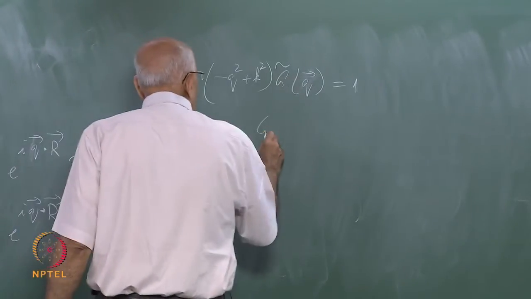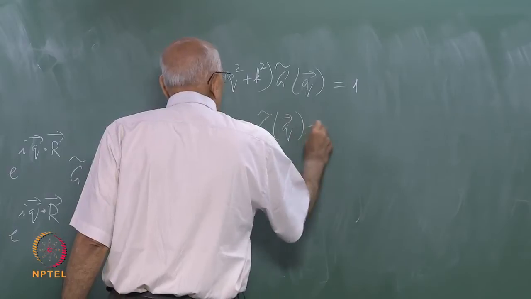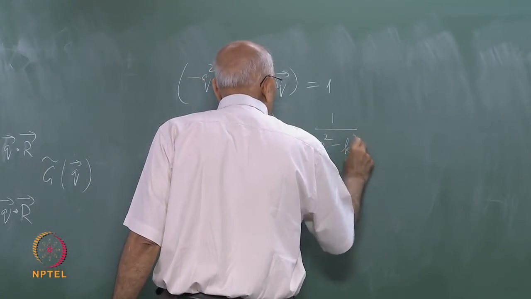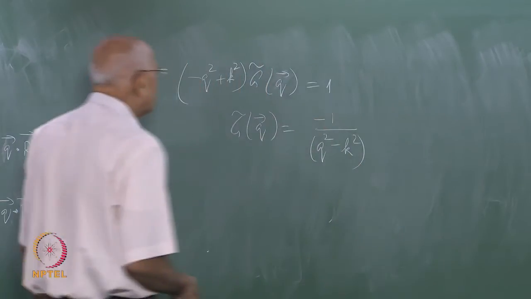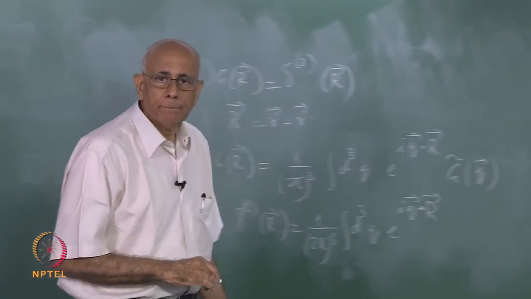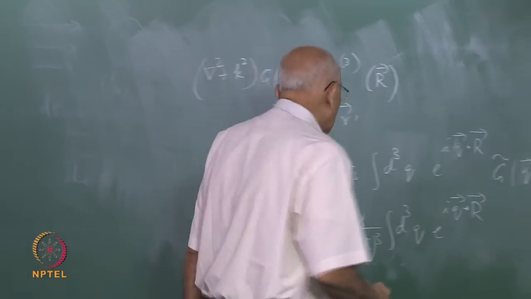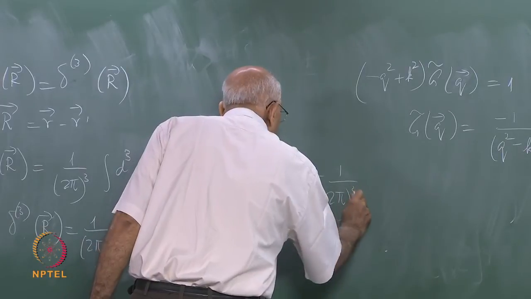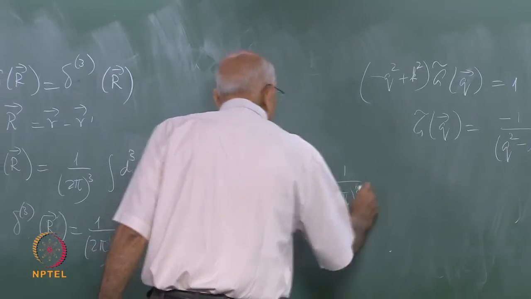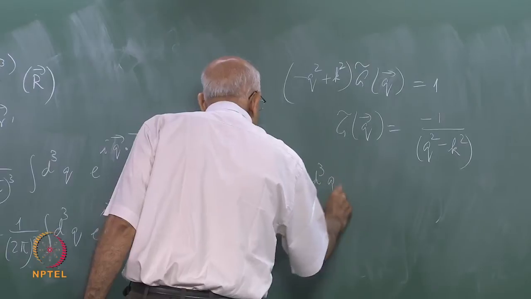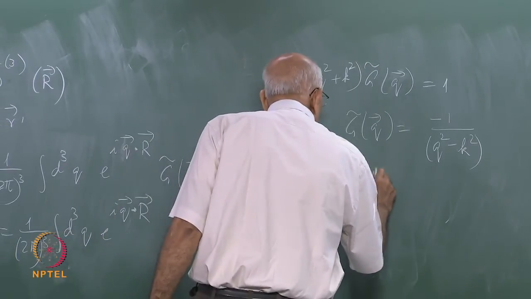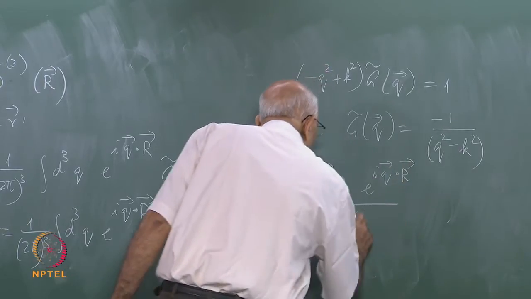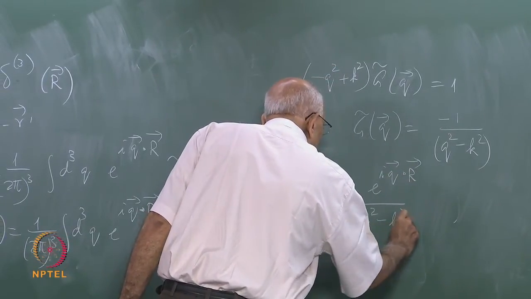So it says g tilde of q equals 1 over q squared minus k squared with a minus sign, and therefore this quantity equals minus 1 over 2 pi the whole cubed integral d3q e to the i q dot R over q squared minus k squared.